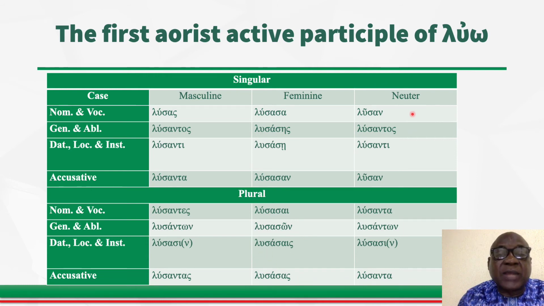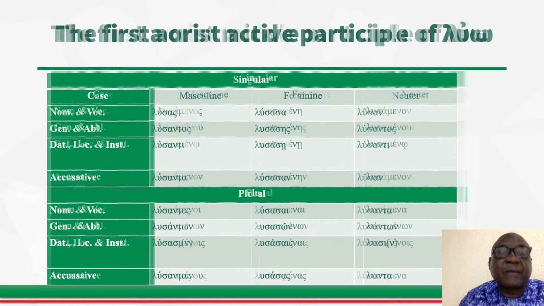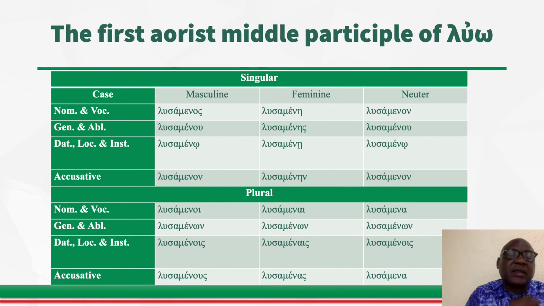Now, look at the neuter on your own. Compare the neuter with the masculine because they are always close. The difference usually lies in the nominative and the vocative. Okay, in the middle of the first aorist, you have lusamenos. Again, the same ending, menos, menou, meno, menon. Just take a look at all the endings.